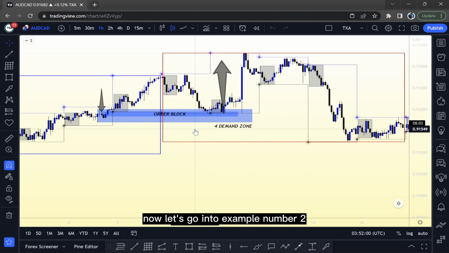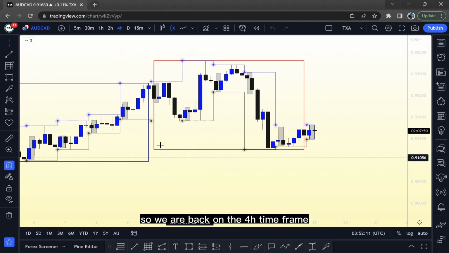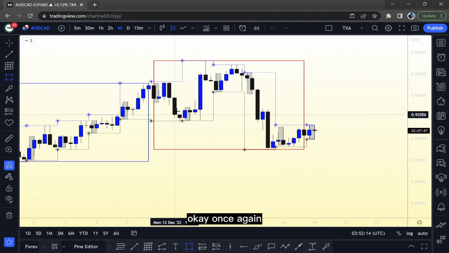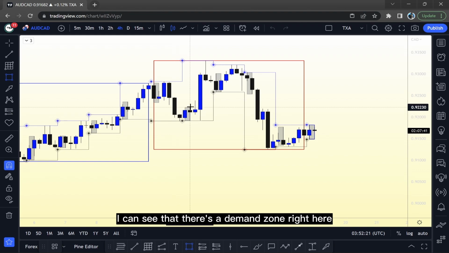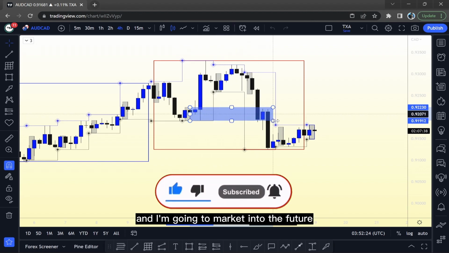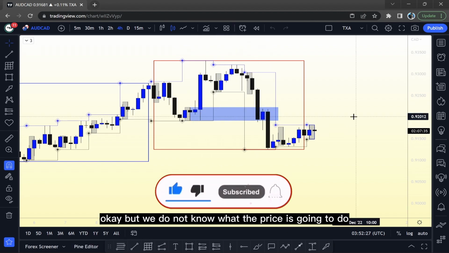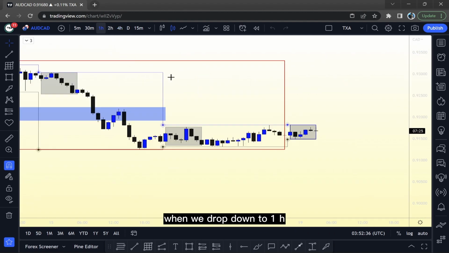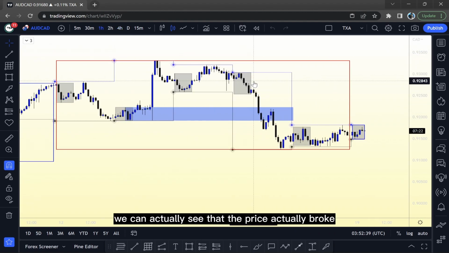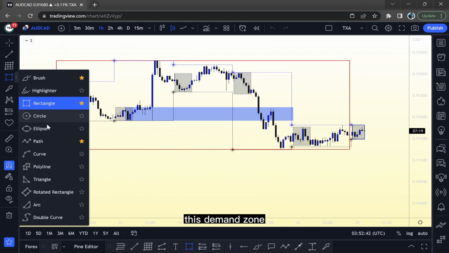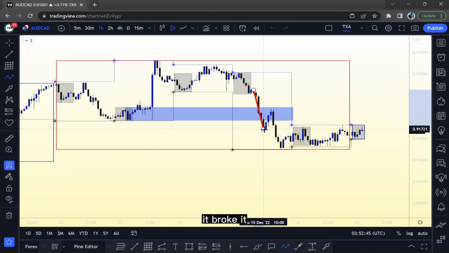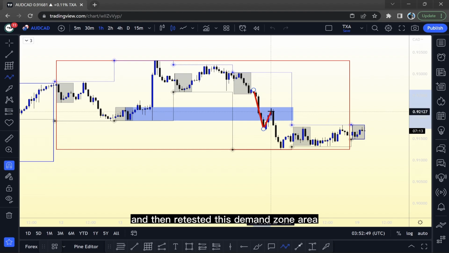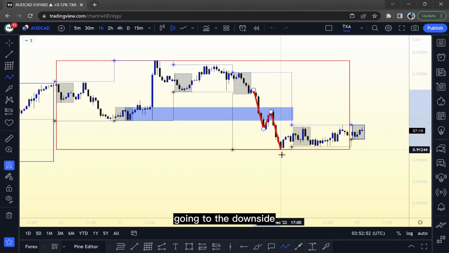Now let's go into example number 2. So we are back on a 4H time frame. Once again, 4H is pretty much for me a higher time frame. I can see that there's a demand zone right here, and I'm going to mark it into the future. But we do not know what the price is going to do when we mark out this demand zone. So now when we drop down to 1H, we can actually see that the price broke this demand zone. It broke it and then retested this demand zone area and then continued going to the downside.